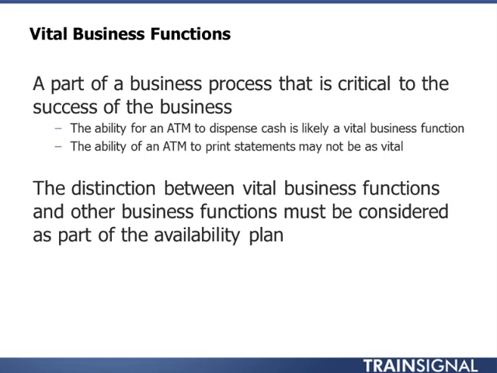Another critical understanding is the idea of vital business functions. A vital business function is a part of a business process that is critical to the success of the business. For instance, the ability of an ATM machine to dispense cash is likely a vital business function. The ability of the ATM to print statements may not be as vital. If we understand the vital business functions of our customers' business processes, this will tie directly into being able to cost effectively manage availability of the various components of the service. The distinction between what's vital and what's not must be considered as part of the availability plan and ties back to those patterns of business activity in service strategy.